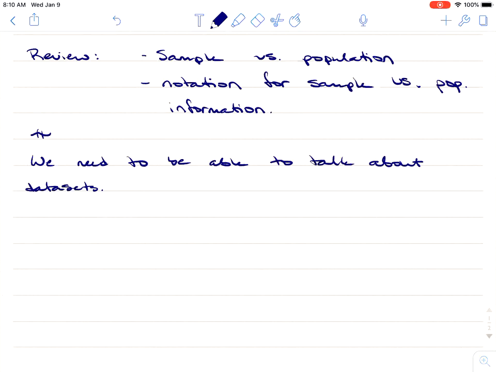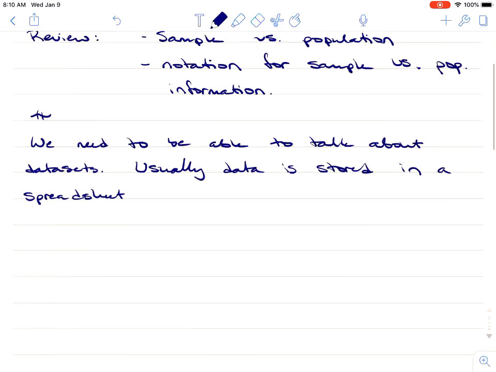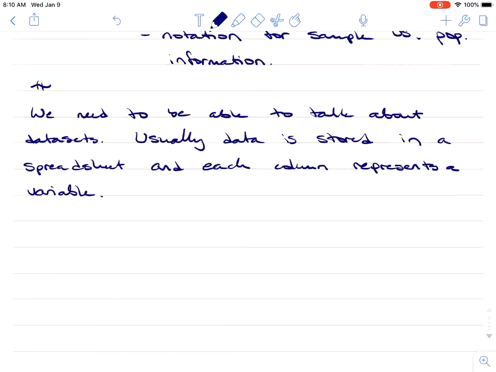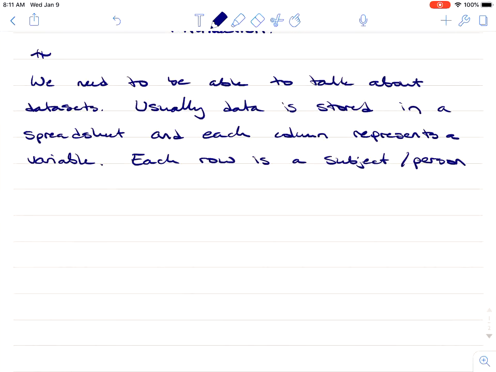Okay? So usually data is stored in a spreadsheet and each column represents a variable. Each row is just each subject that you've taken measurements on. So each row is a subject, or a person often. Could be an animal or whatever. That's why we say subject, but we think of a person as the subject we have taken a measurement on.